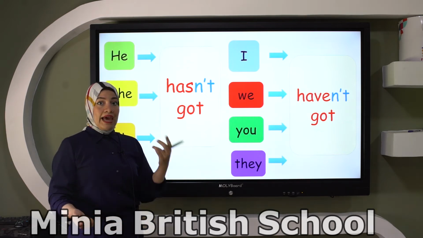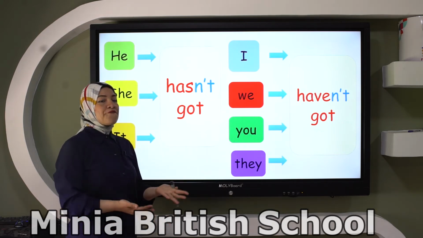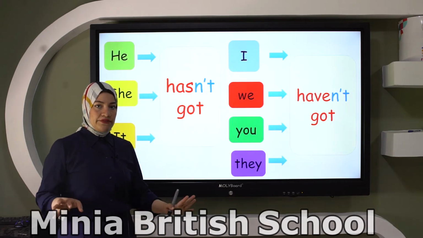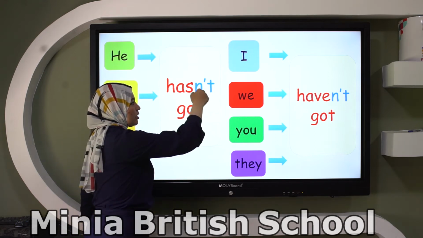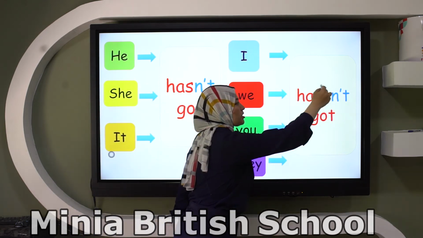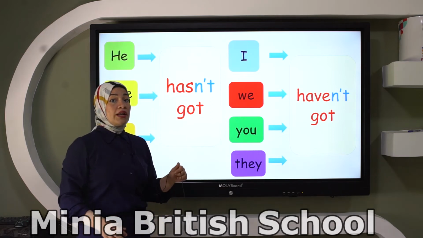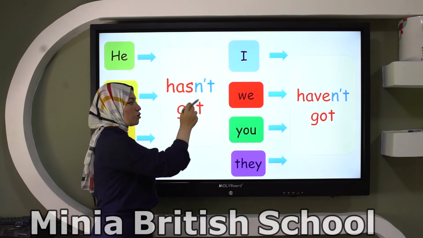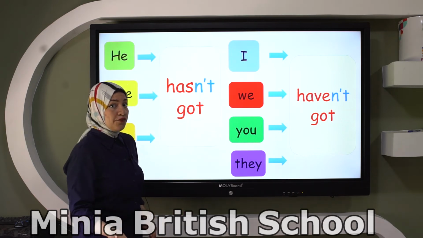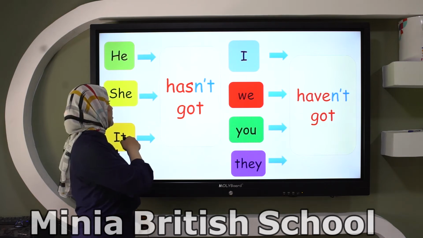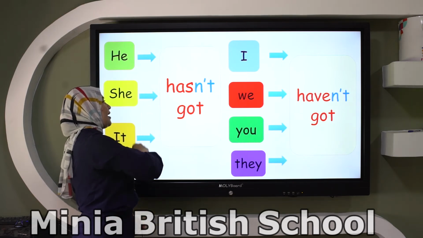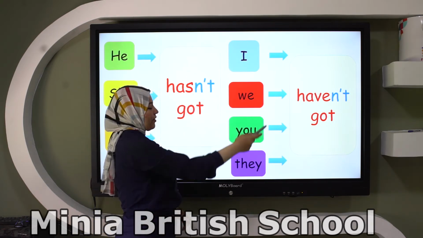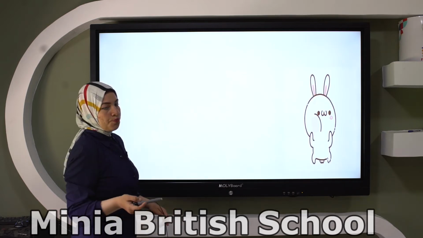So has got and have got, we call it affirmative. What about this? We call it negative. When I see not here, it's called negative. So hasn't got or haven't got is the negative form of this. Let's repeat again. He, she, it take hasn't got. I, we, you, they take haven't got.